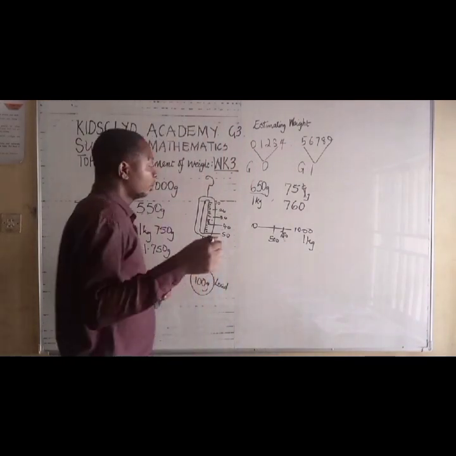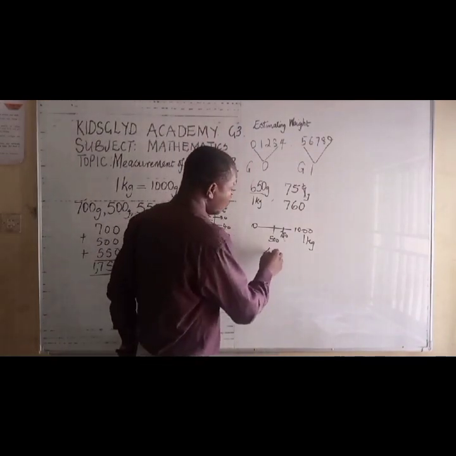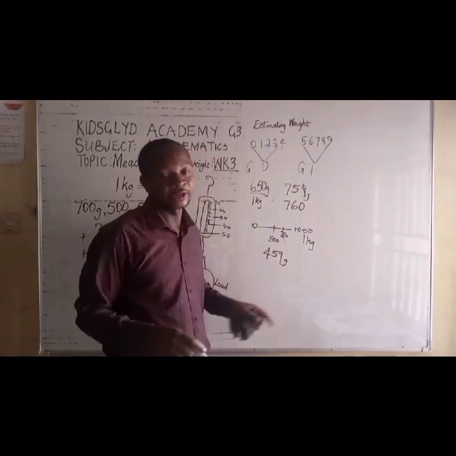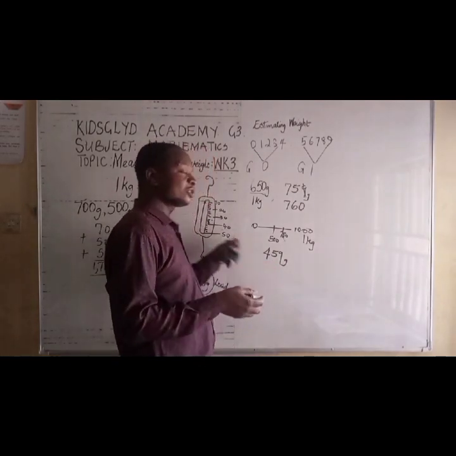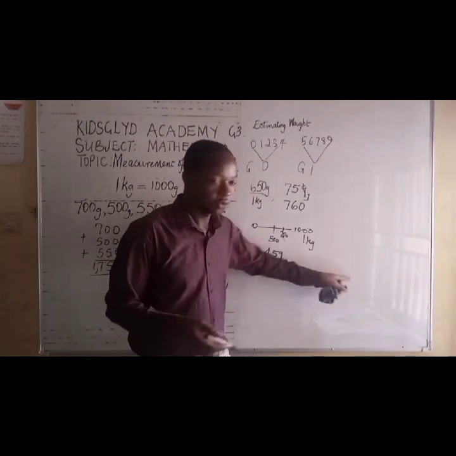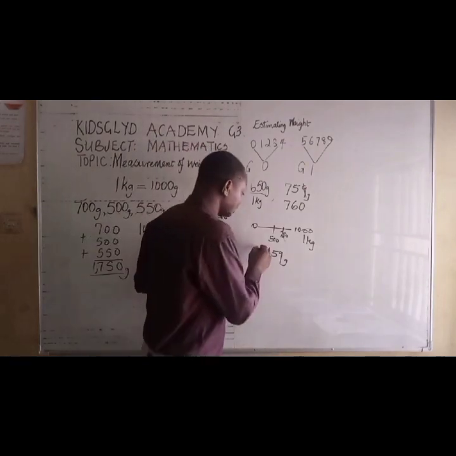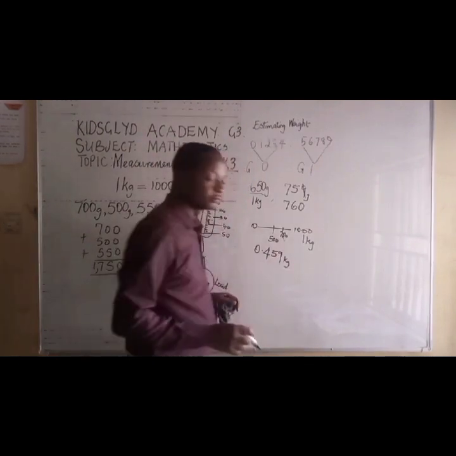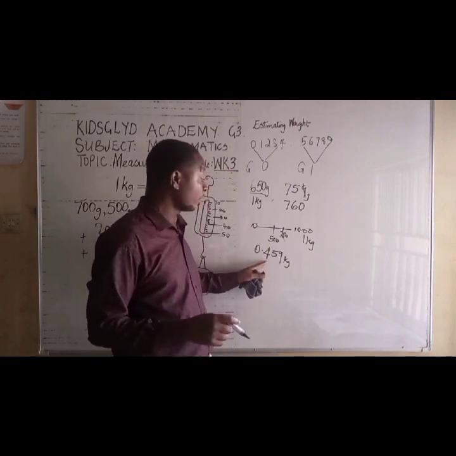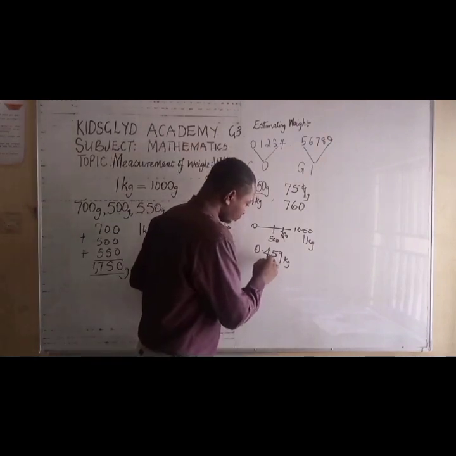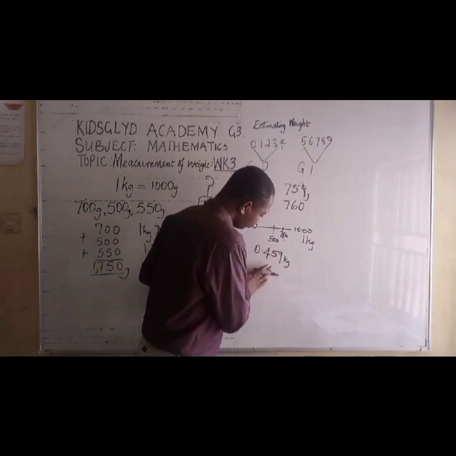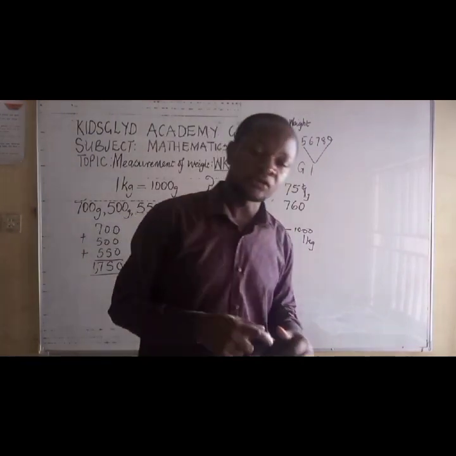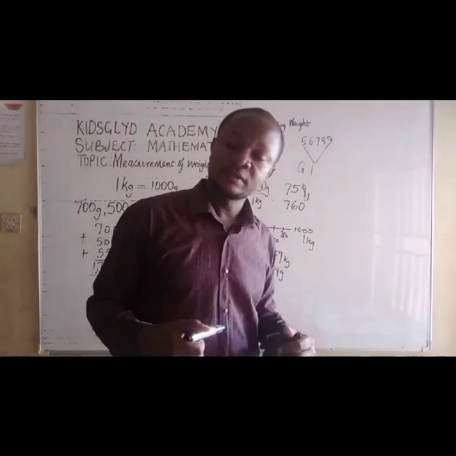But if this jar of oil weighs 459 grams, this 459 grams is not up to 500. So 459 is closer to 0 more than 1000. So it will remain as it is, 0.459 grams. Oh, sorry, kilograms. It is not up to 1 kilogram. And this 0.459 means 459 grams. That is how to estimate this.